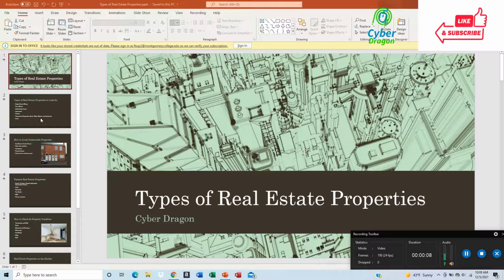For the table of contents, we'll talk about the types of real estate properties, how to avoid uncertain properties to buy, how to finance the real estate property, how to check for real estate property conditions, and what kind of real estate properties are on the market. And I'll show you the sources, and it'll be posted below the video.